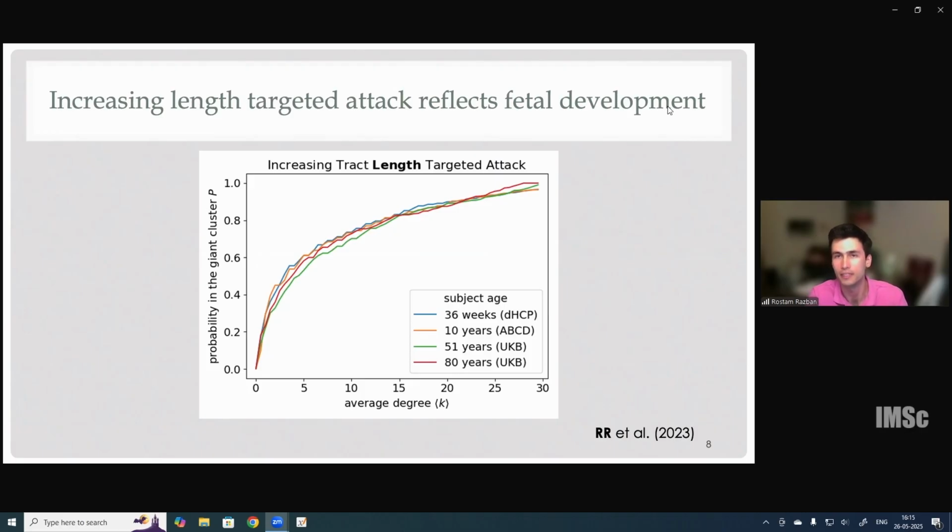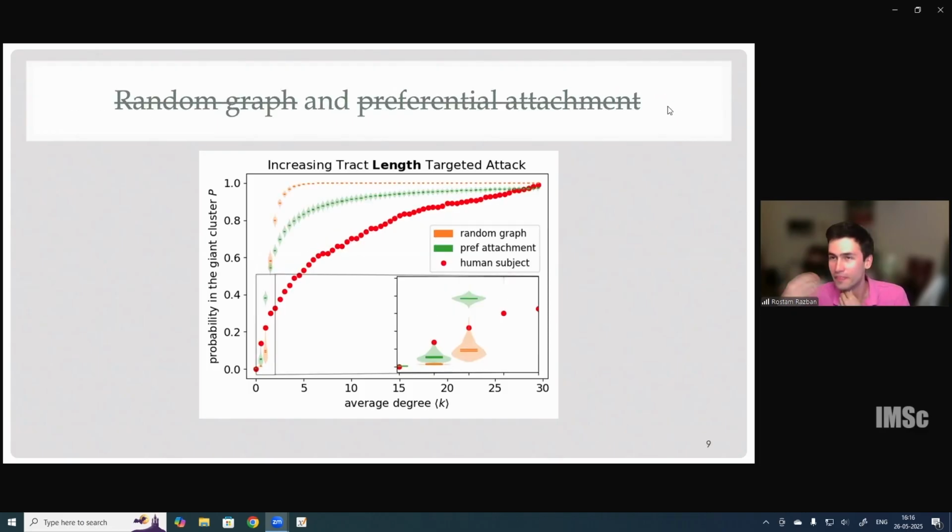length targeted attack. And so this is one motivation or one indication that we could actually run with this target attack and assume that perhaps it does actually reflect fetal development. Now let's try to unravel, yeah, what's going on? Is this result maybe trivial? Like, are we getting overexcited for nothing?